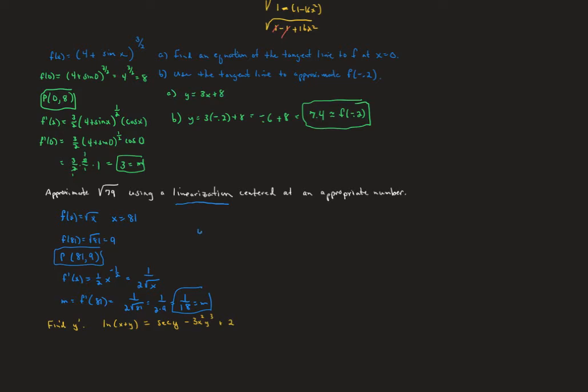So together we get a tangent line that's y minus 9 equals 1/18 times x minus 81. Now we want to use this tangent line to approximate the square root of 79. That means in our tangent line, we're going to plug in x equals 79 and find out what that y value is.